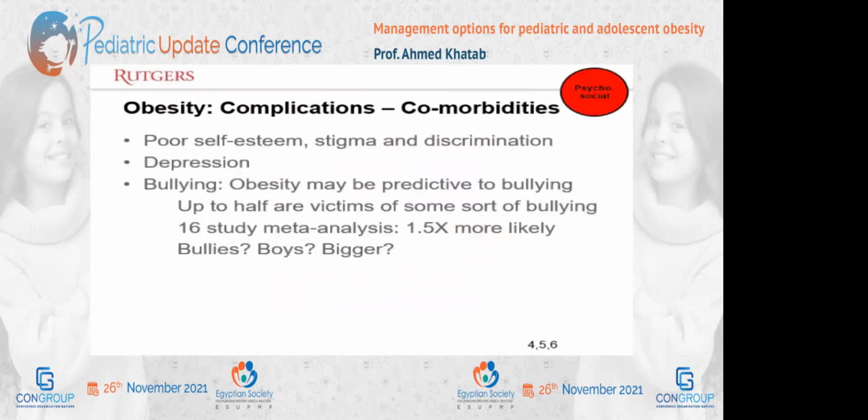Poor self-esteem, stigma, and discrimination are well described with obesity. Depression is another major comorbid condition associated with obesity. Additionally, obesity may be predictive to bullying, where up to half of the obese children are victims of some sort of bullying. And it can go the other way also, where an obese child is 1.5 times more likely to be the bully.